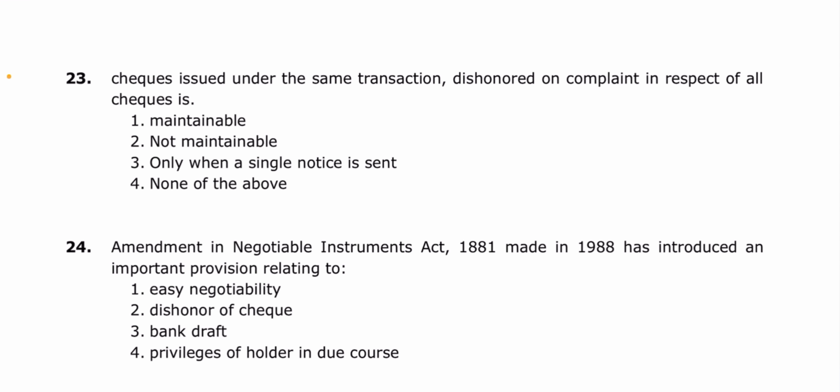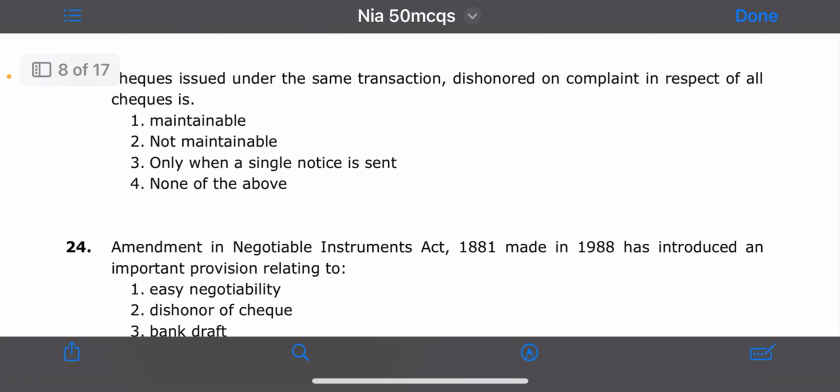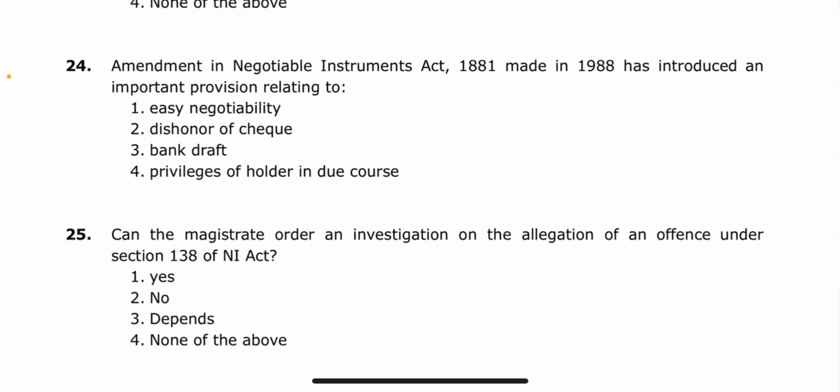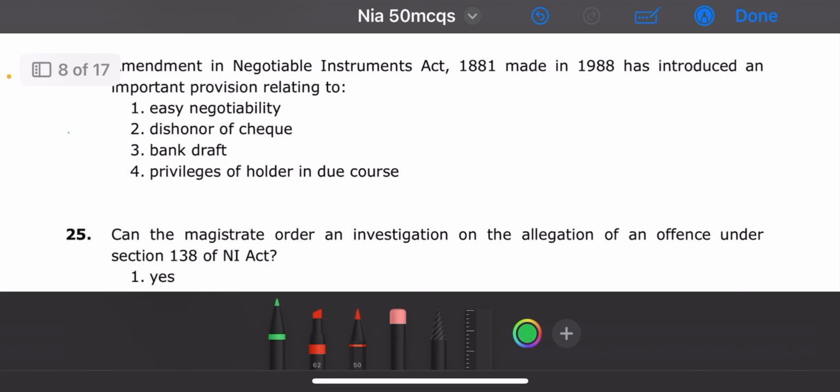Next question, checks issued under the same transaction dishonored, complaint in respect of all checks is, the options are maintainable or non-maintainable, or only when a single notice is sent, or none of the above. The correct answer is the first one, maintainable. Next question, amendment in Negotiable Instruments Act 1881 made in 1988 has introduced an important provision relating to, the options are first, easy negotiability, second, dishonor of check, third, bank draft, fourth, privileges of holder in due course. The correct answer is second one, dishonor of check.